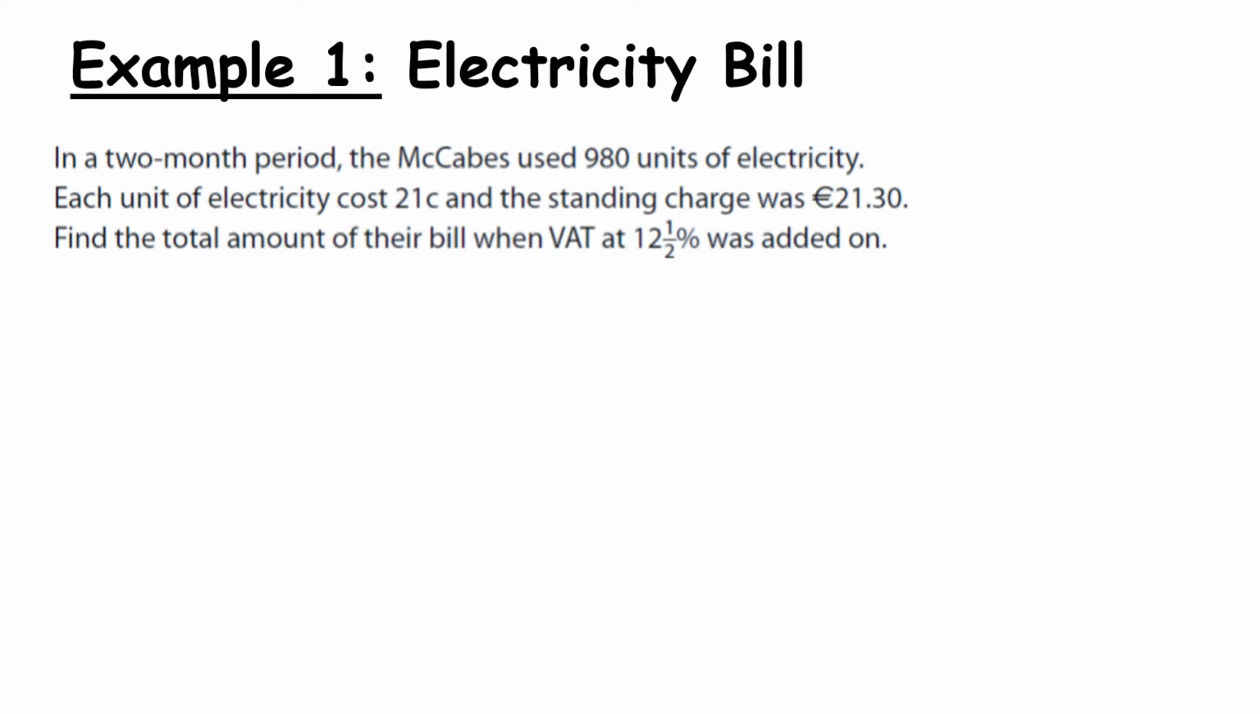Example 1. In a 2-month period, the McCabe's used 980 units of electricity. Each unit of electricity costs 21 cents and there is a standing charge of 21.30. Find the total amount of their bill when VAT at 12.5% was added on.